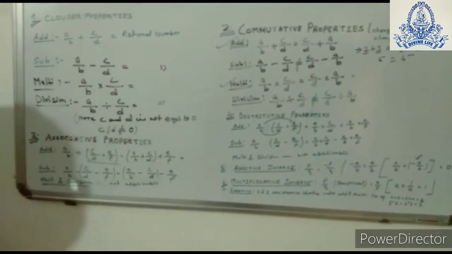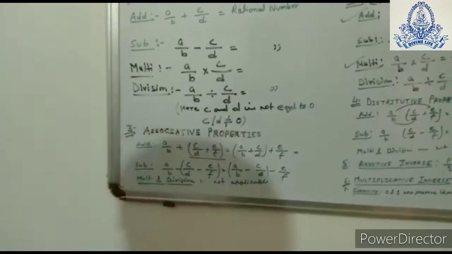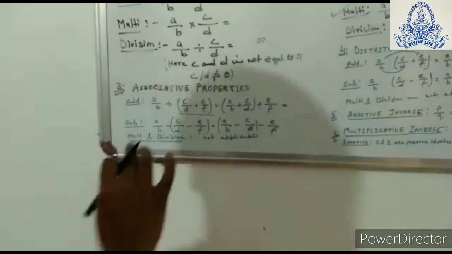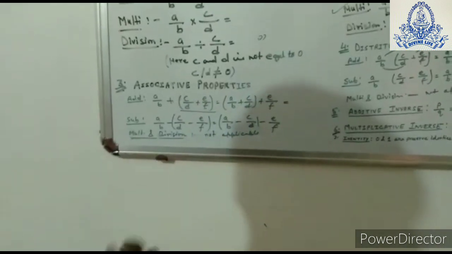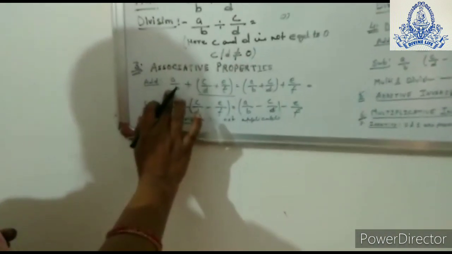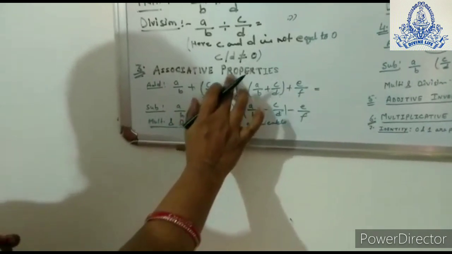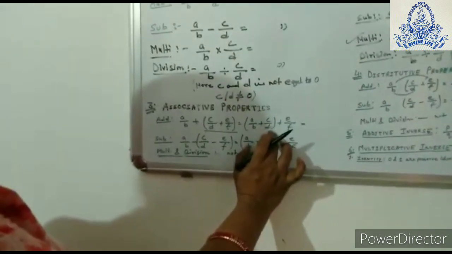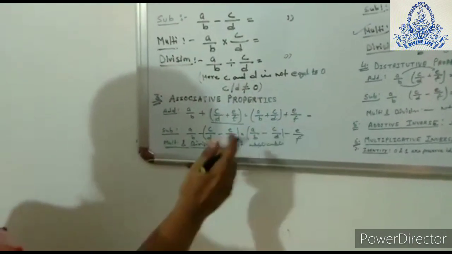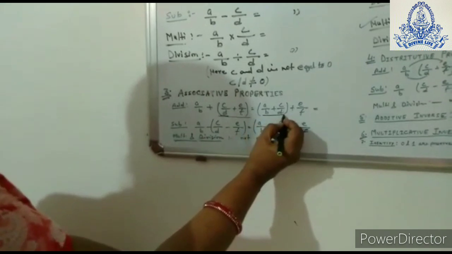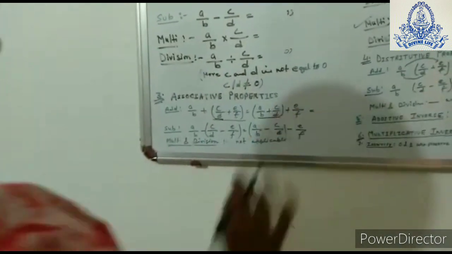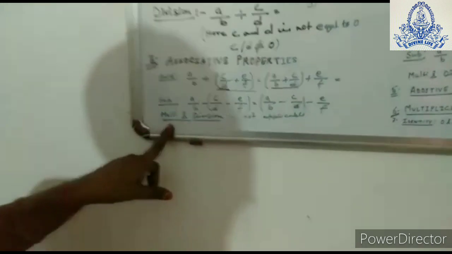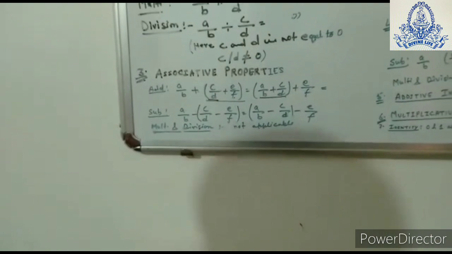Now come to the next property, the associative property. In associative properties, changing the grouping of numbers will not change the result. Look at addition: A upon B plus C upon D plus E upon F, where it is equal to A upon B plus C upon D plus E upon F with the grouping changed, but the result is not changed. The same holds in multiplication, but it is not applicable in subtraction and division.